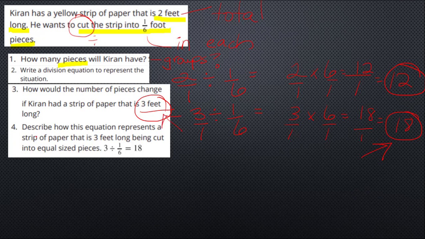So it says, describe how this equation represents a strip of paper that's 3 feet long being cut into equal size pieces. Well, because our 3 was our total, they are cutting it into pieces that are 1/6 each, so that's our in each. And our 18 would be how many groups he would have.